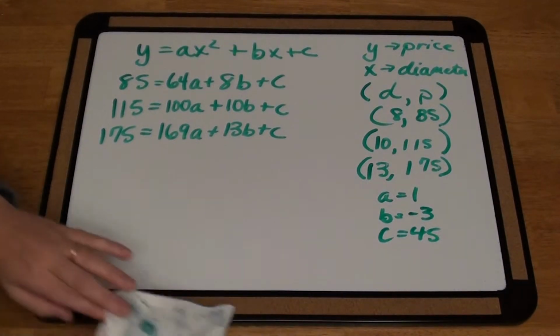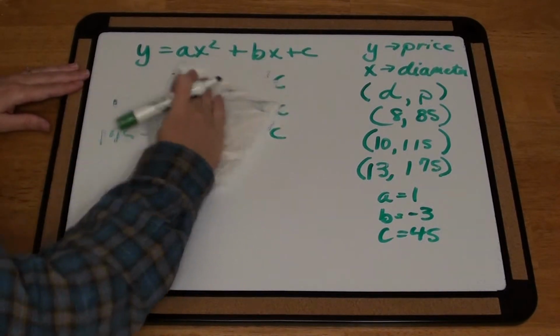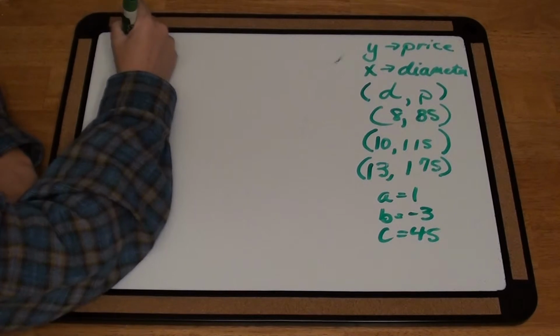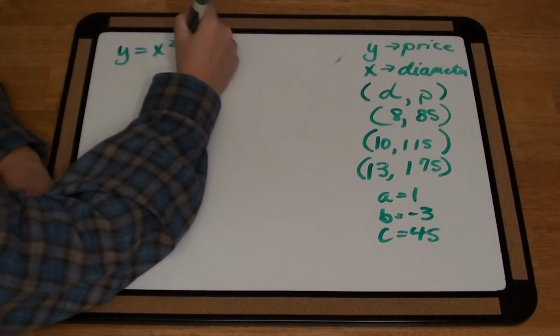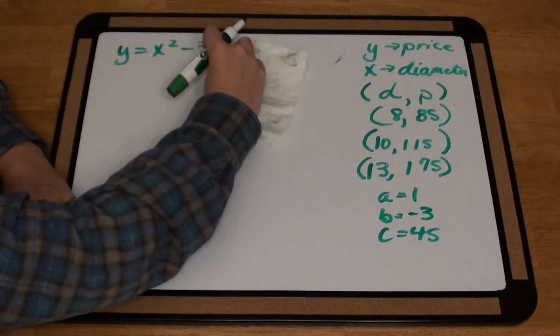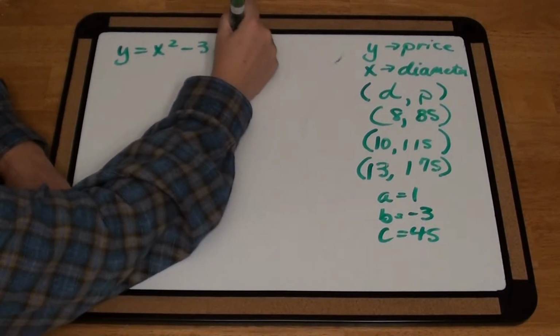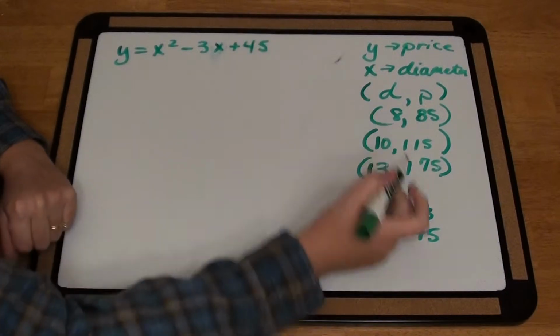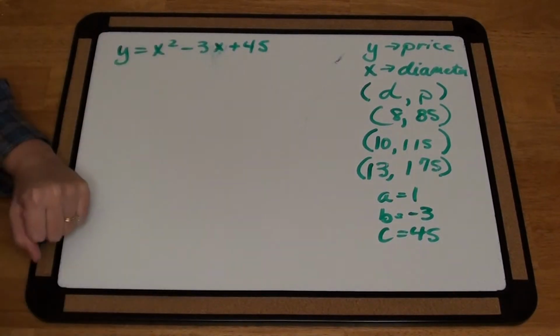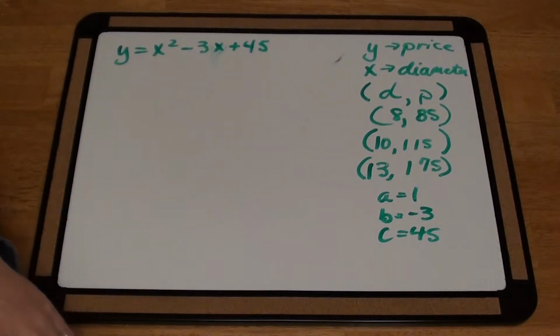And that completes what they wanted us to do for this. When they say give us the particular equation, what they really want is to say y equals x squared minus 3x plus 45. We're taking these and putting them into our y equals ax squared plus bx plus c. So there's our particular equation.